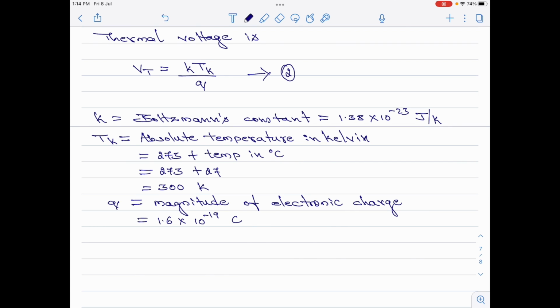So, let us now compute the thermal voltage by substituting these values. Therefore, Vt is equal to K into Tk divided by Q. K is 1.38 into 10 to the power of minus 23 multiplied by Tk, which is 300 Kelvin, divided by Q, which is 1.6 into 10 to the power of minus 19. You will get the value of Vt as 0.0258 volts.